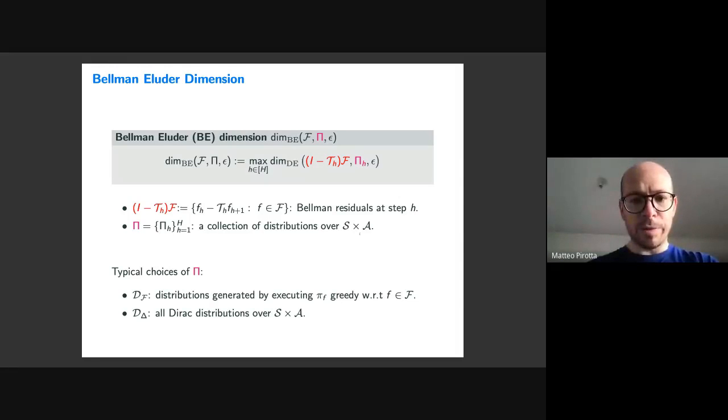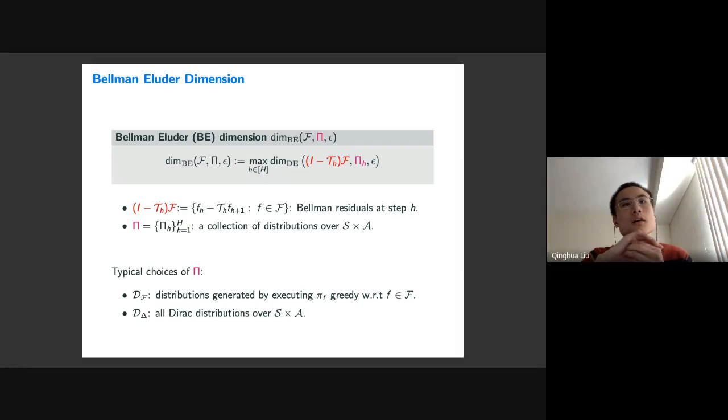Yeah, maybe a very quick question about the max. You said it as a standard definition, and I partially agree. But can you have something better, or is it really necessary to take the worst case over the horizon? I think in our analysis, we need to pay the worst case. If you don't take this max, it will at most save you a factor of capital H. According to our analysis, we cannot save too much by not taking this max.